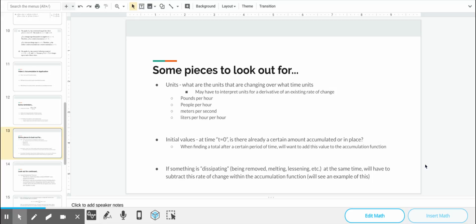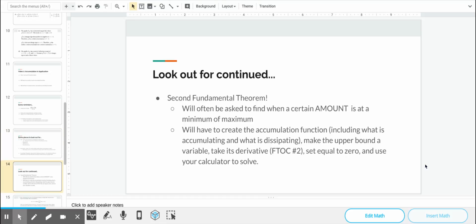So that's happening at the same time. I could have a rate of change of both of those things, right? So the rate at which the water is accumulating inside and the rate at which the water is leaving, both of which could have their own quote unquote accumulation functions. But we're going to be able to create one full accumulation function that tells us the whole story. And whatever is dissipating or being removed at that time, we're just going to subtract that rate of change from the rate at which something is accumulating or filling or anything of that sort. Okay. And again, we'll talk about that a little bit. Just some things to look out for that are definitely going to happen.